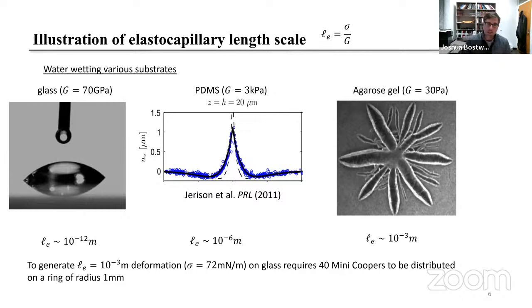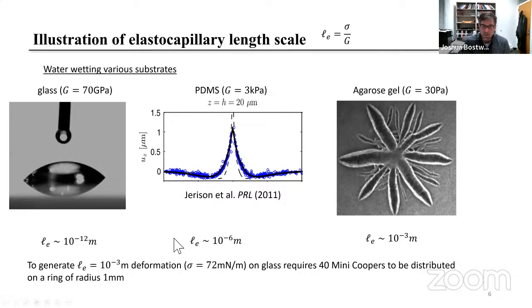Now, recent work in the early 2010s by Gerson et al. has shown that when you place a drop of liquid on an elastomer, or a PDMS substrate with an elastic modulus of about 3 kilopascals, that surface tension force can actually deform the substrate into what's called the wetting ridge. What you're seeing here in the middle is a profile of the wetting ridge itself, and this wetting ridge has a size of basically a micron.